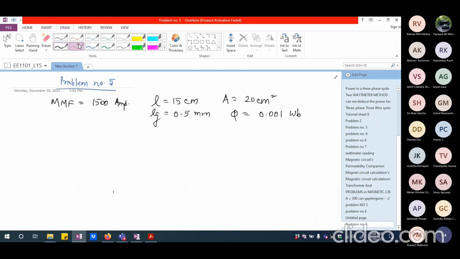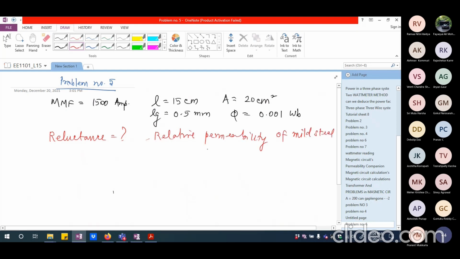So now two things are asked. One is reluctance. And the second thing that is being asked is what is the relative permeability of mild steel. These are the two things that are being asked. So the first thing to solve for reluctance, it's pretty simple. MMF divided by flux. That is going to give you the reluctance.